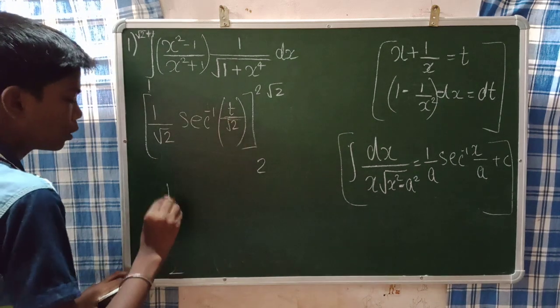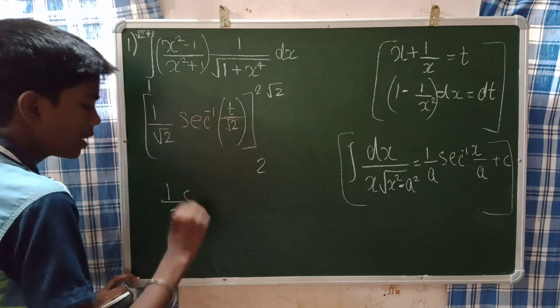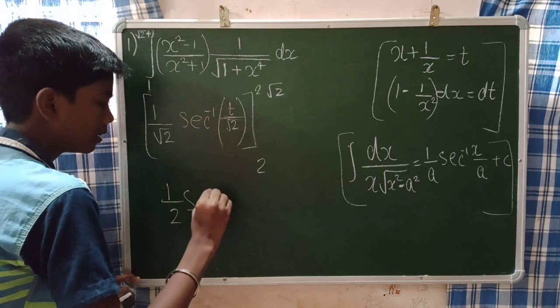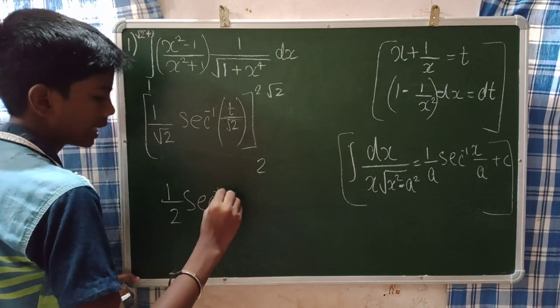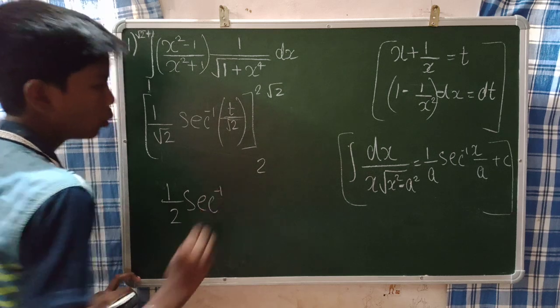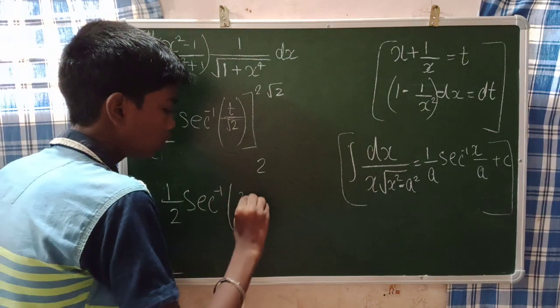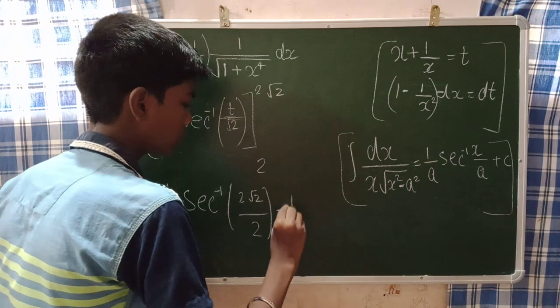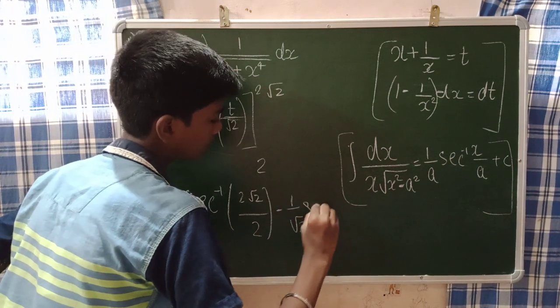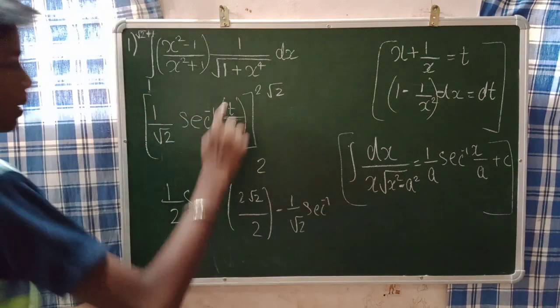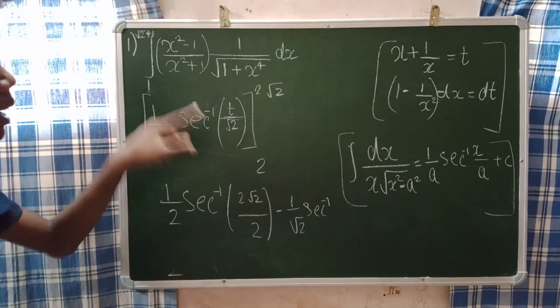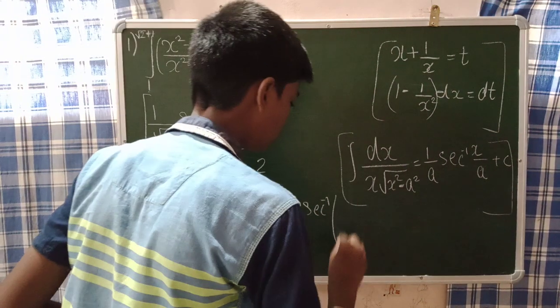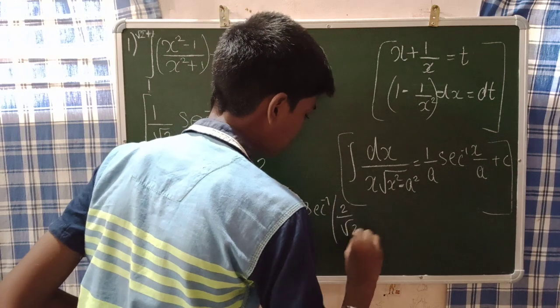So just first put 2 root 2 in place of t. When I put 2 root 2 in place of t, I will write this same expression as 2 root 2 divided by 2, then minus 1 by root 2 into secant inverse of t by root 2. Now put 2 in place of t, then I will get 2 by root 2. This is how we solve the limits.